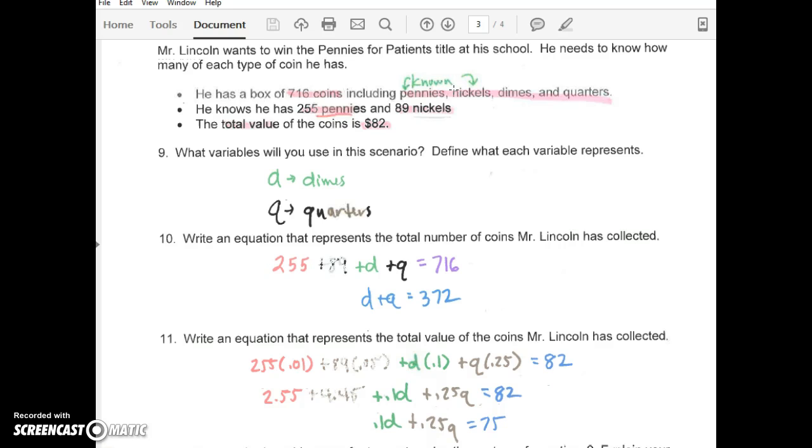So my setup here, all four coins together have to add up to 716. So I take my pennies, my nickels, my dimes, and quarters, and that has to equal 716. That's a perfectly valid equation, however, probably not really easy to work with. So what I did next is I took these two numbers here, 255 and 89, added them up, and subtracted from 716. So now I'm left with, on this side, D plus Q, and on this side I've got 372.